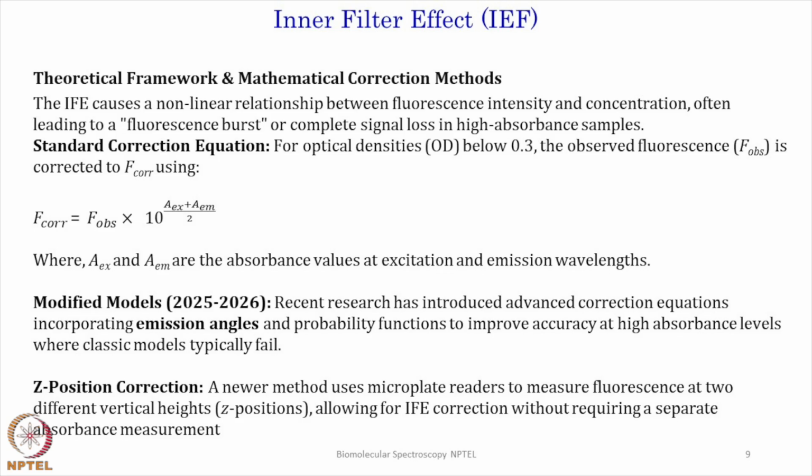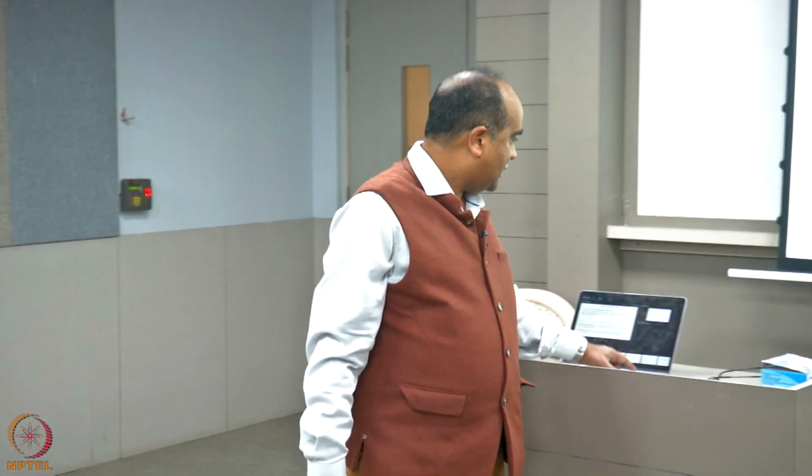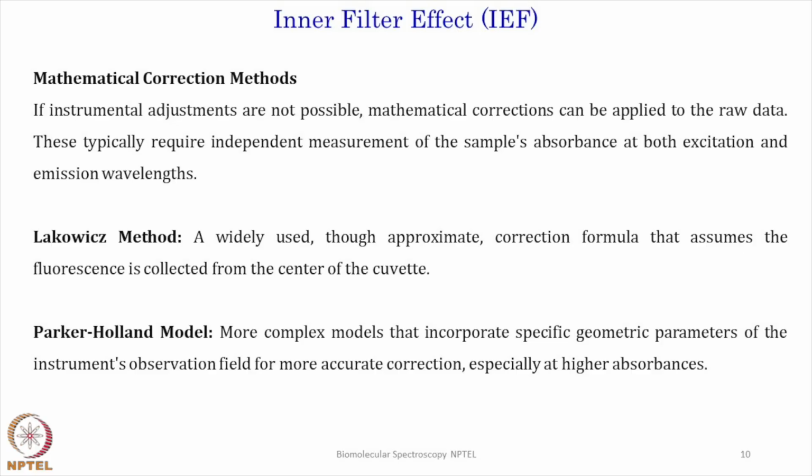Another one, there is a modified model that has come recently. It introduces the correction in the equation by incorporating the emission angles, right. I said that you can adjust this, so the emission angle you can do, and that improves the accuracy. The third one we also discussed, Z positioning, one can do it, and that allows separating the signal coming from the measurement.